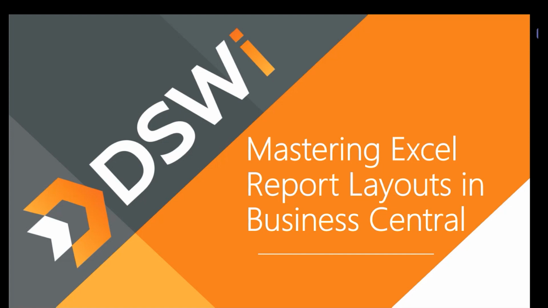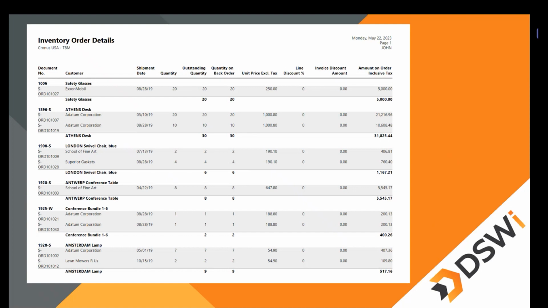So today, my example is using the inventory order details report. This is a base report out of Business Central. It is number 708. And when you run the report currently, this is what it looks like. It's an RDLC layout. You've got a breakdown by customer, the quantity that is outstanding, so even what's on back order, the amount that is outstanding as well.